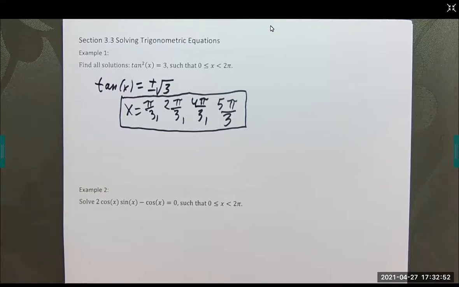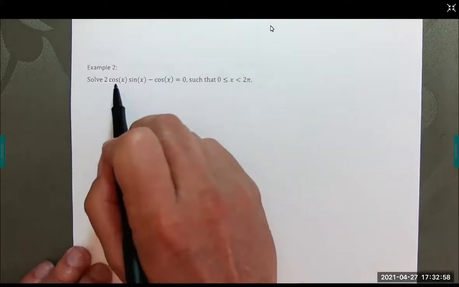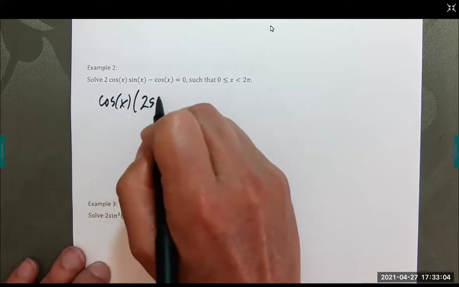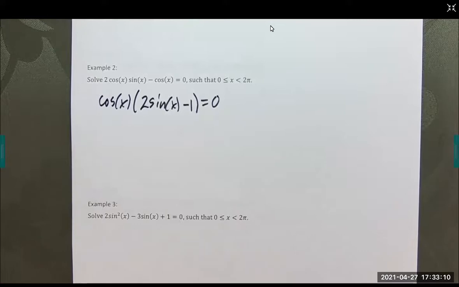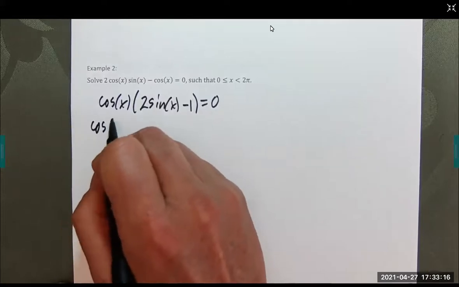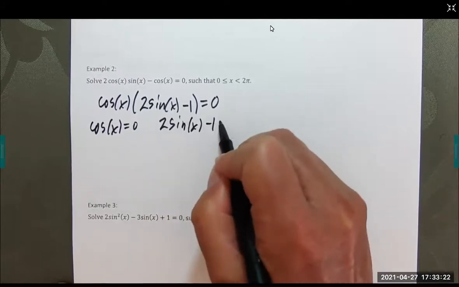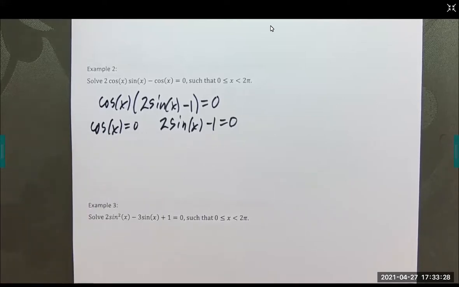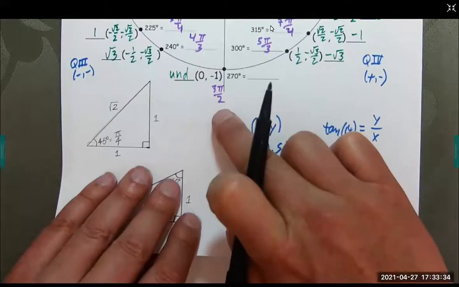Number 2. I'm going to notice that we have a cosine in both. So I'm going to factor out a cosine x. So just like an algebra equation, I'm going to set each piece equal to 0. Now this one's already solved for, and where is cosine equal to 0? Cosine x is equal to 0 at pi over 2, and down here at 3 pi over 2.